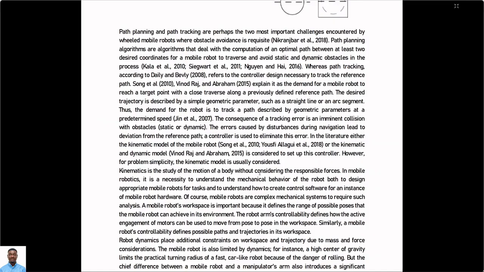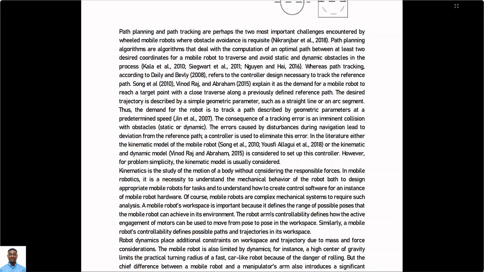However, for a mobile robot to properly discharge its duties in a certain environment, three things are very important. Number one is the navigation and the localization. Under navigation, we have two things, which are path planning and path tracking. So what is path planning? Path planning is the method by which the mobile robot knows how to move from one point to the other, and there are several algorithms by which this is done.